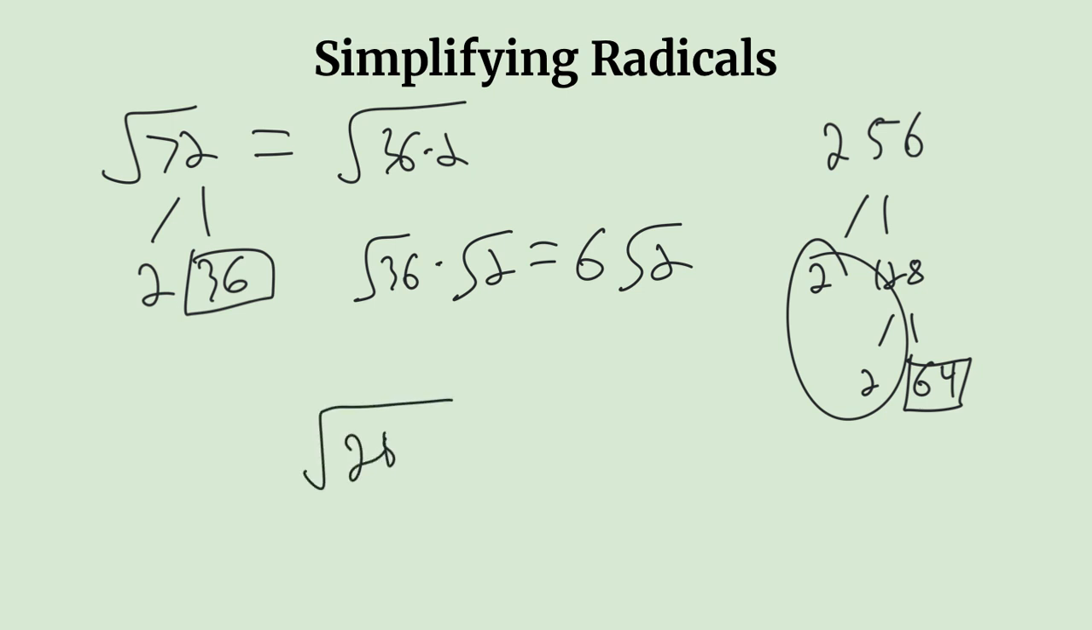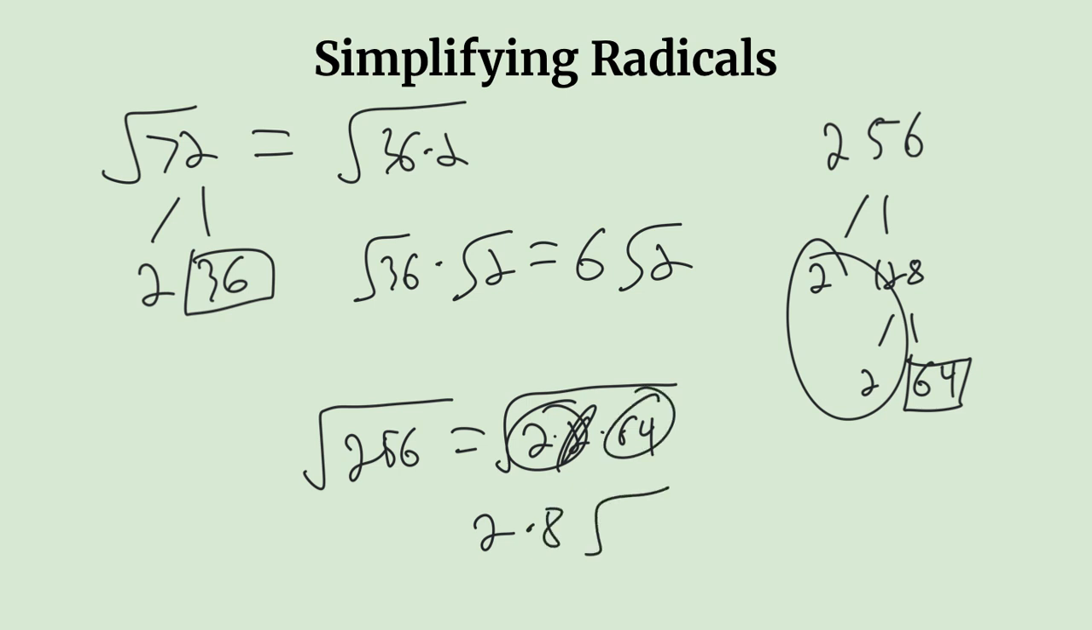Square root of 256 equals 2 times 2 times 64. When you get a pair of a number, one of the numbers comes out, the other one goes away. For 64, that's just 8. And since all of these simplified, there's nothing left there, so it just disappears, and you're left with 16.